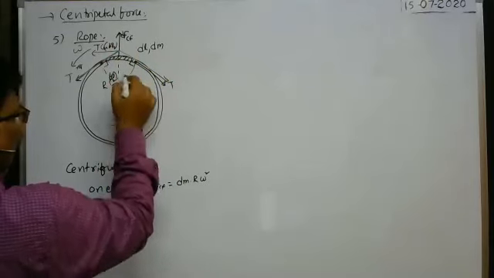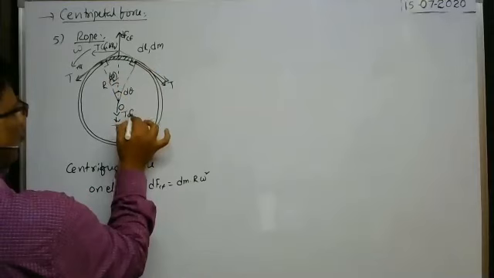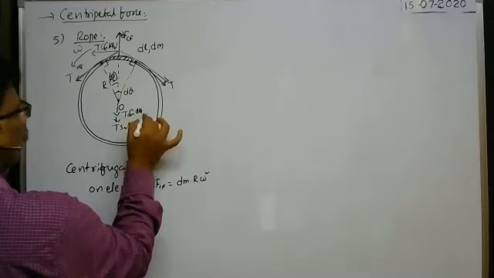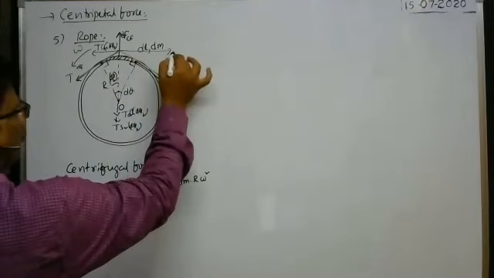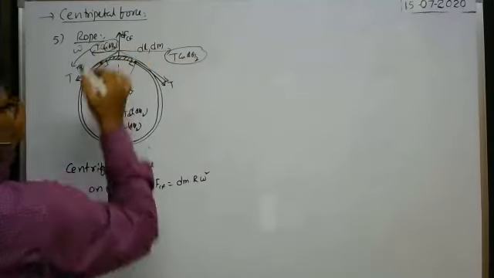Similarly, for this one also you resolve into components. One component is the same tension, no? That's why one component is T sin(d theta by 2), and the other component in this direction is T cos(d theta by 2). Of course, these two cancel.